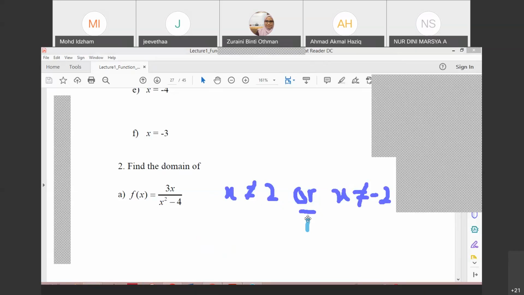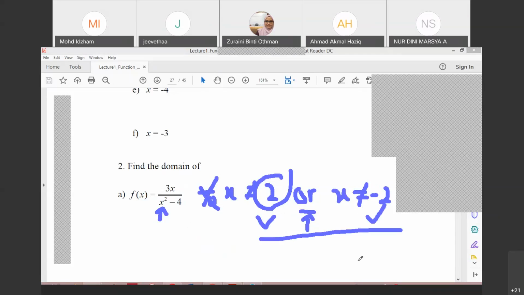Okay, now if you want to uji kita punya domain ni betul ke salah, please put 2 inside here. When we put 2 inside here, 2 times 2 square which is 4. 4 minus 4 which is 0. Bila dia 0, so it's undefined. So dia tak boleh jadi 2 ni, betul lah. Okay, so now when it is negative 2 square minus 4 which is 0 also. So this is true, which is the domain cannot be 2 and negative 2. So this is the domain. Okay, any question?